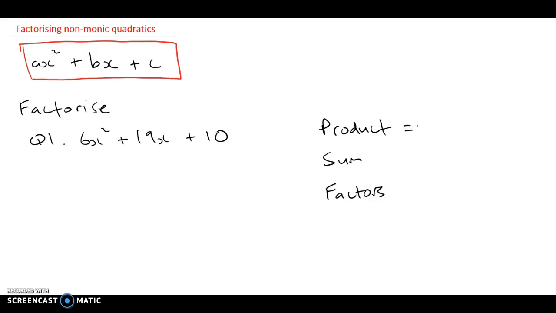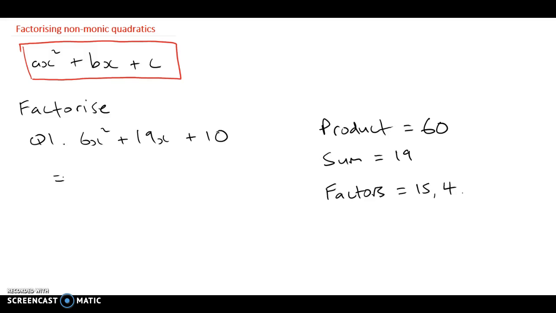factors. Now our product, you might recall when we were doing monic quadratics, the product was just the constant term. But the product when we have non-monic quadratics is the constant term multiplied by the coefficient of the x squared. So here our product is going to be 60 because 6 times 10 is equal to 60. Our sum again is just the coefficient of x, so we'll get 19. And our factors, we're looking for two numbers that multiply to 60 and sum to 19. It looks like it would be 15 and 4.